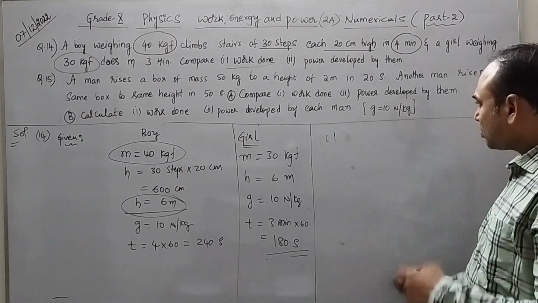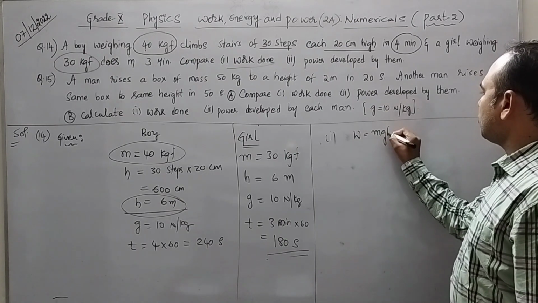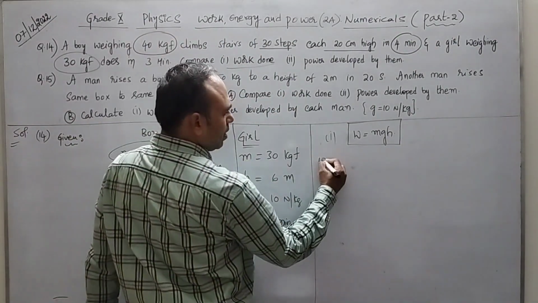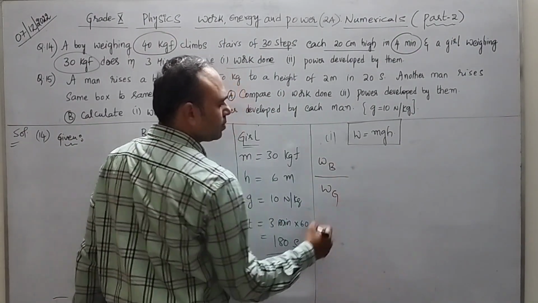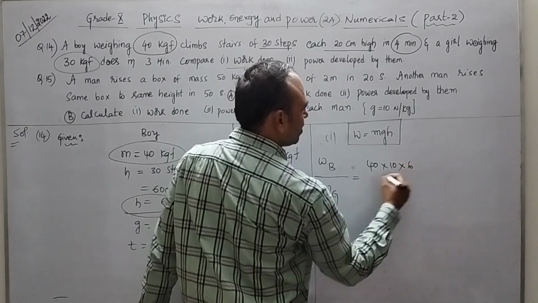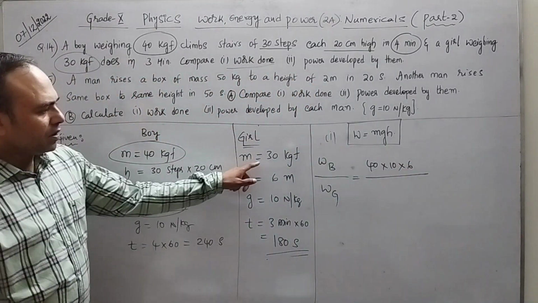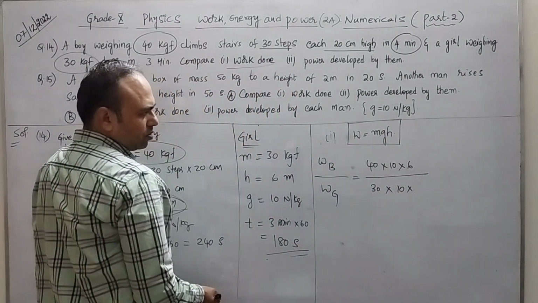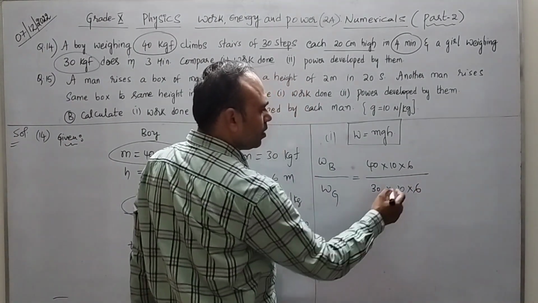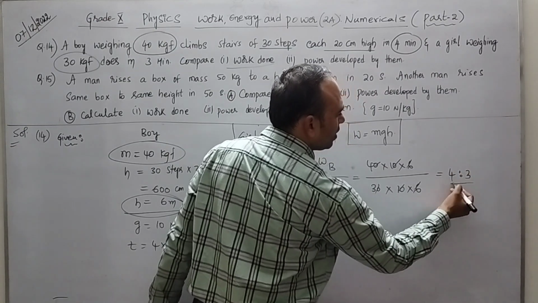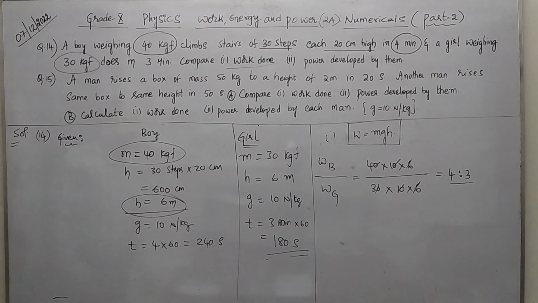Now very simple. You know W is equal to m into g into h. Apply the formula and you can get the answer. Let us write W boy by W girl is equal to mass, they have mentioned 40, into 10 into 6, divided by mass 30 kg into g 10 into the displacement, again 6 meter, so we can cancel, and the ratio is 4:3. Hope you have understood the work done. Now let us calculate the second one, that is power.